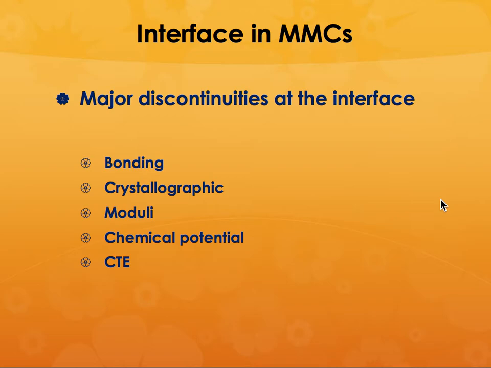It can create crystallographic differences similar to what you will find in an alloy. There could be changes in modulus, there could be changes in chemical potential, and there could definitely be changes in the coefficient of thermal expansion between the matrix and the fibers.